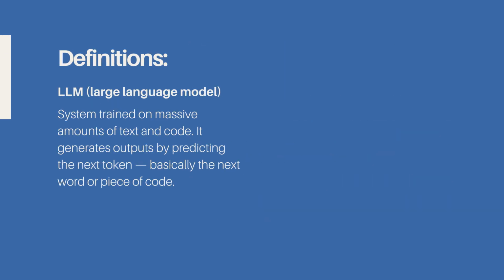Before we get into it, two quick definitions because I want us to be speaking the same language. First, an LLM or large language model is a system trained on massive amounts of text and code. It generates outputs by predicting the next token, basically the next word or piece of code. And the important thing to know is that it can sound completely confident even when it's wrong.